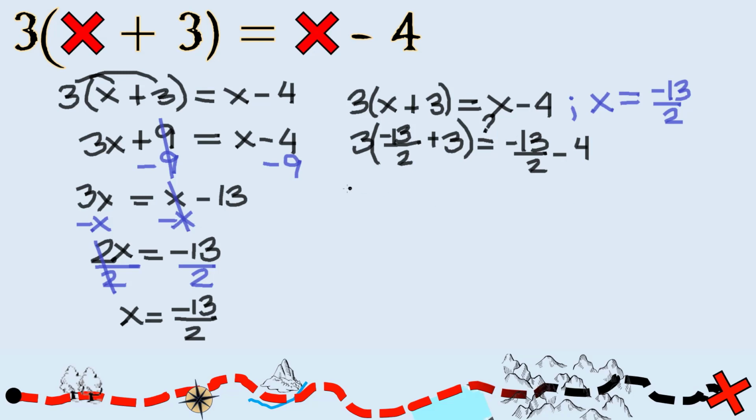Now notice that we have a fraction here and an integer, but this integer can be a fraction over 1, and we can have the LCD here of 2. 2 divided by 2 is 1 times negative 13 is negative 13. Next, 2 divided by 1 is 2 times 3, I have here 6. The operation here is plus. That's for your left hand side.